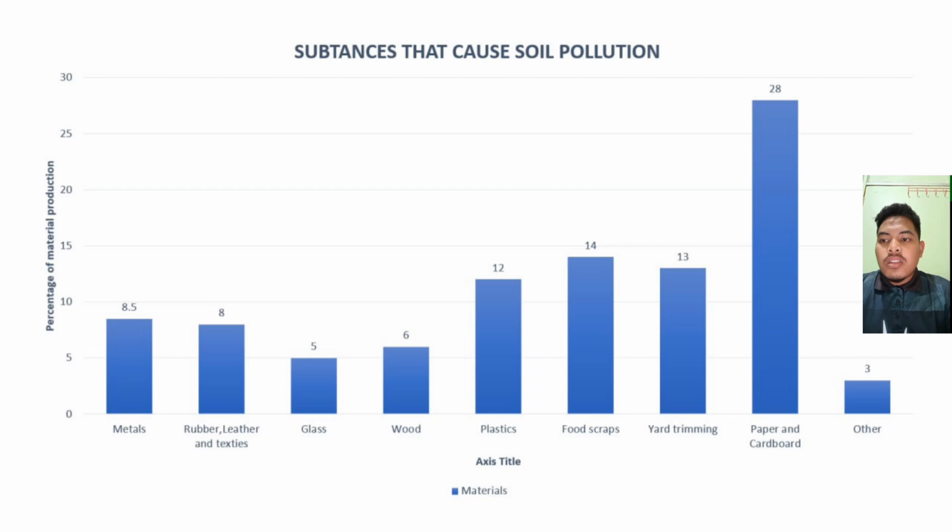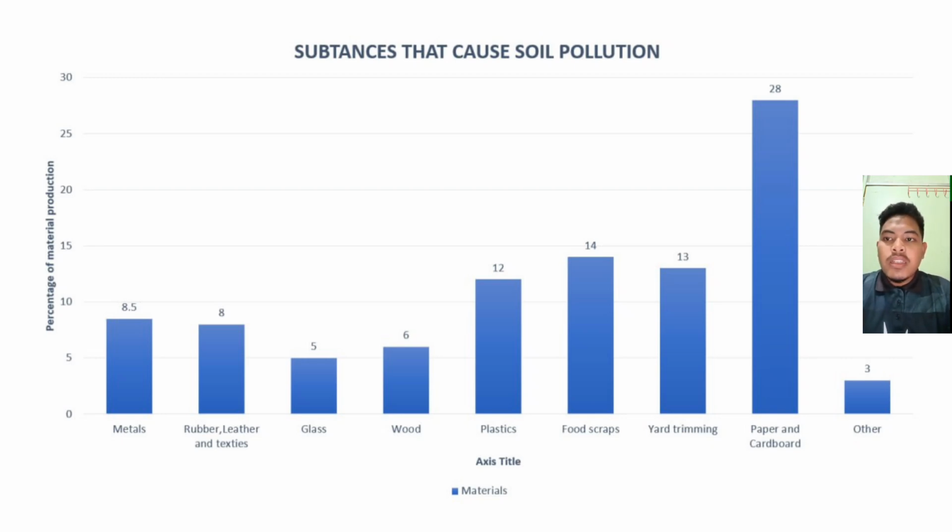The first material is metal with 8.5%, rubber, leather and textile with 8%, glass with 5%, wood with 6%, and plastic 12%, food scraps 14%, yard trimming 13%, paper and cardboard 28%, and other 3%.